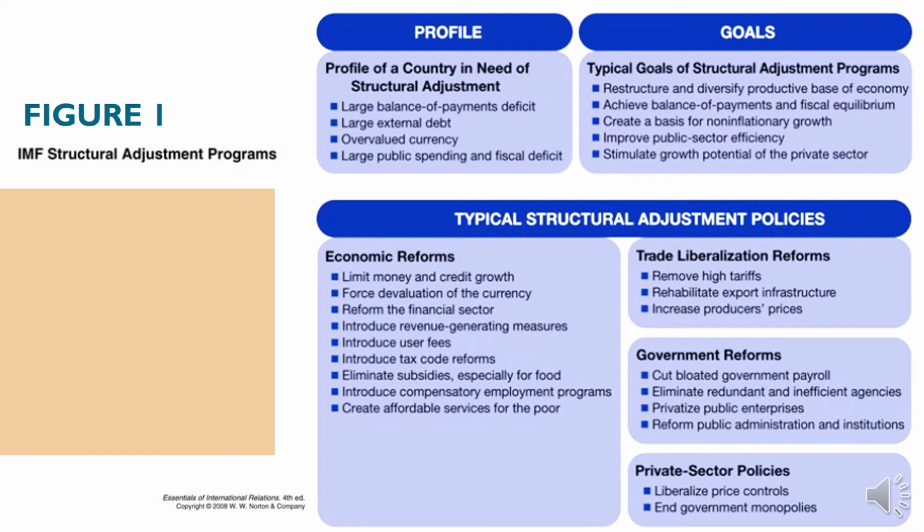Under trade liberalization reforms, the IMF tries to remove high tariffs. They also want to rehabilitate export infrastructure, and then increase producers' prices. For the government reforms, the IMF wants to cut the bloated government payroll and also try to eliminate redundant and inefficient agencies, and then privatize public enterprises. And last, for the government reform is to reform public administration and institutions. For public sector policies, the IMF focuses on liberalizing price controls and ending government monopolies.